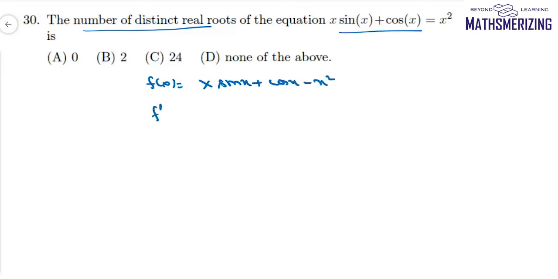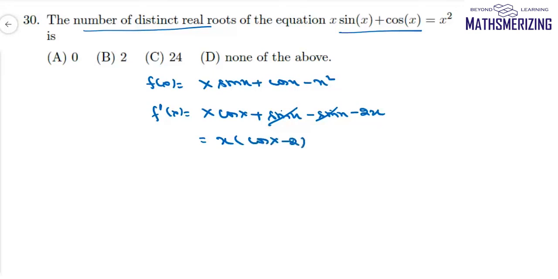So if I differentiate this function, f dash x, then I'll get x times the derivative of sin x, which is cos x, and then plus sin x, and the derivative of cos x is minus sin x, and then minus 2x. So here sin x and sin x will cancel. So I'll take x common, and then it will be x times cos x minus 2. So if I put it equal to 0, there is only one critical point, x equal to 0.